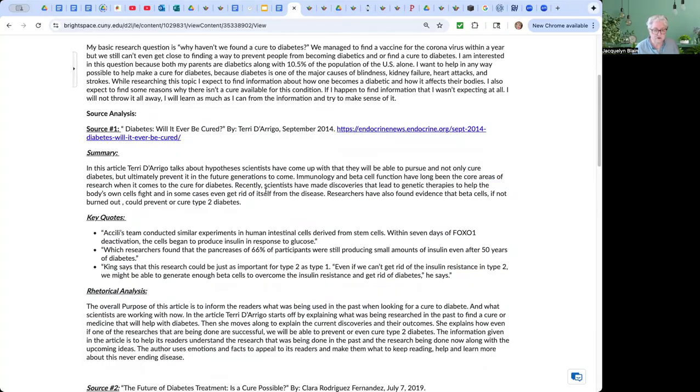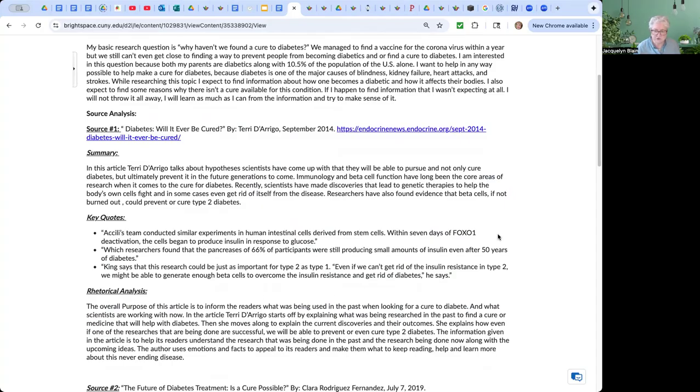The summary, you can do it yourself. Again, it's the main idea and the supporting ideas like this one. In this article, this is the author, talks about what, okay, come up with that. And then here are the supporting ideas. Have long been the core areas of research. Recently, scientists did this. They've also found evidence of something else. All right, so it's very short. It's just the main idea and the supporting ideas that you've taken from it.